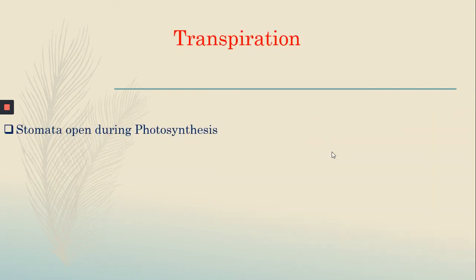After this, in transpiration, stomata open during photosynthesis. Photosynthesis is a phenomenon in which food is produced, and in our previous lecture I told you in detail how photosynthesis takes place. It happens because of the greenish pigment available in the leaves known as chlorophyll. In the presence of sunlight, carbon dioxide and chlorophyll, these three things combine and produce food for the plants and oxygen for human beings as well. So these stomata open during the phenomenon of photosynthesis.